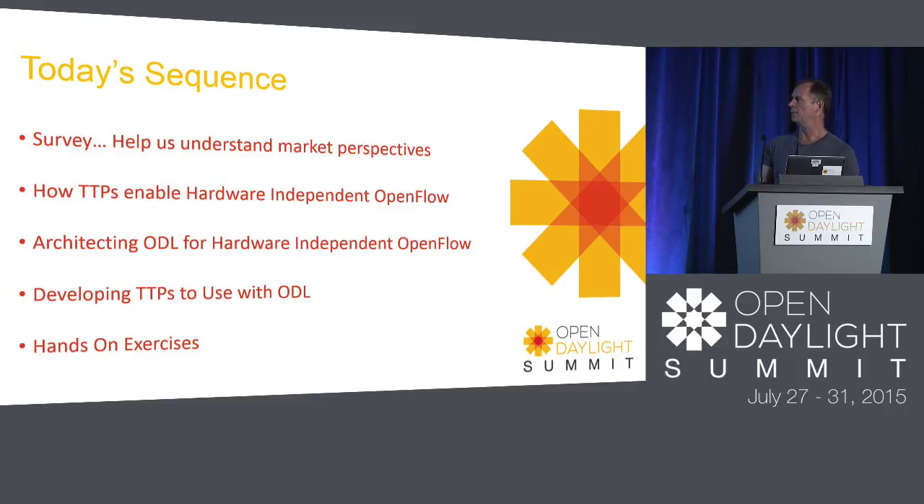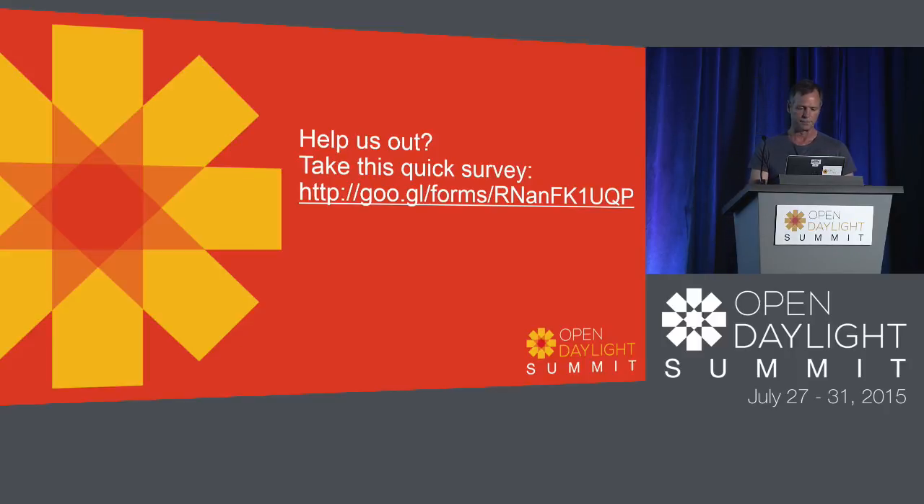We'll talk about how TTPs enable hardware-independent OpenFlow. What is this TTP thing you keep talking about? Like OpenFlow, ultimately, when this is adopted, there won't be that many people that know the details of OpenFlow, or probably the details of TTP. Our job is to take advantage of that technology and then hide all the hardware from everybody. Then how do we architect OpenDaylight to give us hardware-independent OpenFlow? Then we'll look at what some of these tools do and how to use TTPs with OpenDaylight. And then the exercise.